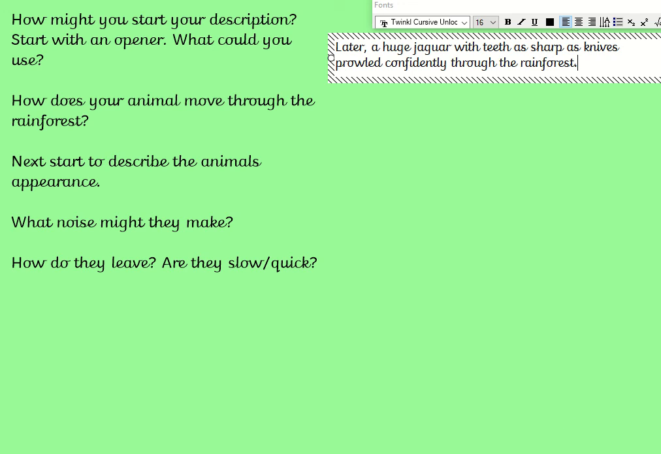I think actually I'm going to just add in an adjective here to describe my rainforest a little bit more. I could use thick. I think I'm going to use dense, which means that there's lots of leaves. It's not a big open space. There's lots of trees and leaves and quite an enclosed space. So later, a huge jaguar with teeth as sharp as knives prowled confidently through the dense rainforest.